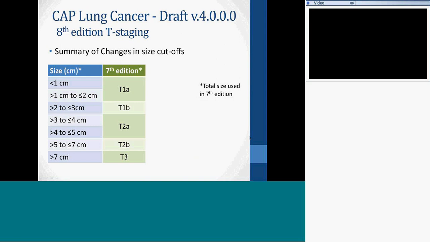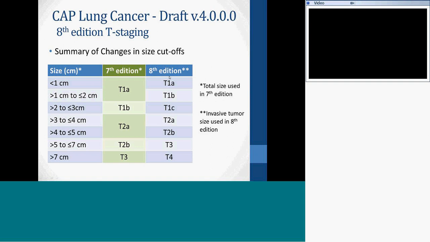To summarize the changes in size cutoffs: everyone's familiar with the 7th edition cutoffs, T1a being from 0 to 2 centimeters, T1b from 2 to 3, T2a being 3 to 5, T2b from 5 to 7, and T3 being greater than 7. Now, tumors between 0 and 5 centimeters each have their own T subcategory designation. From 5 to 7 is T3, and greater than 7 is T4. Again, note that in the 7th edition, total size was used for T stage, whereas in the 8th edition, it's going to be invasive size that's used.